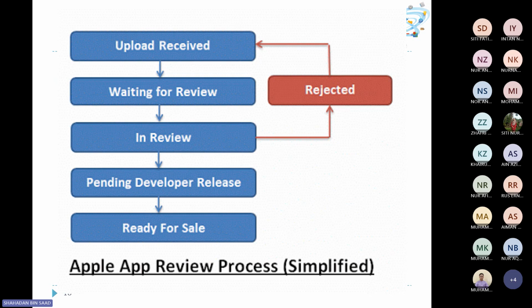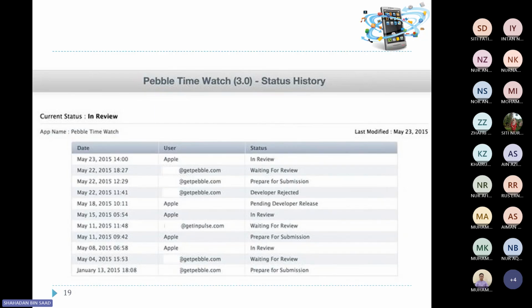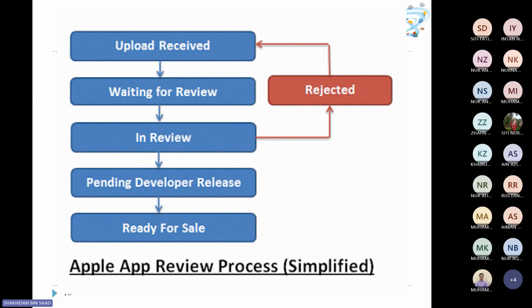Okay, so this is the Apple app review process. Nak upload benda tu dekat App Store, dia kena review dulu. Waiting upload, kita dah upload and then ada receive daripada sana, dia akan waiting for review. Dia tidak terus review, dia akan tunggu dulu seminggu dua. Kalau dia dah review, kadang-kadang kena reject. And then dia akan pending untuk developer release, baru dia akan ready for sale. Dan dia tidak terus upload terus pakai. Saya rasa dekat Android pun dia ada make step macam ni juga. So tak simply mudah macam dululah nak masuk dalam Play Store. Kalau Android dalam Play Store pun dia lebih kurang macam App Store sekarang.